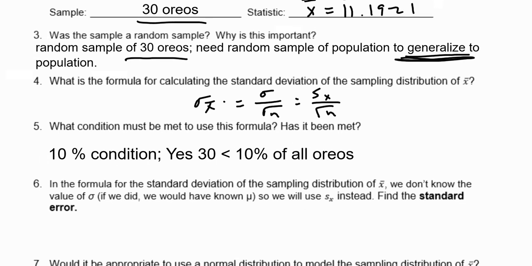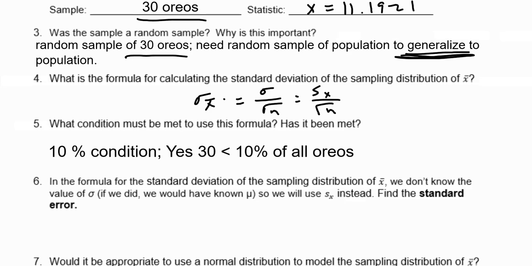Okay, so now can we use this condition? Well, if you recall, you can only use standard deviation of a sample without replacement if it passes the 10% condition. And yes, it does pass the 10% condition. 30 is definitely less than 10% of all Oreos. And so we are pretty set there.